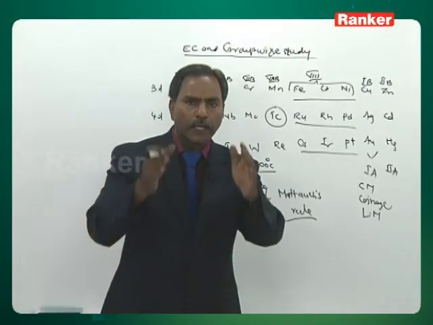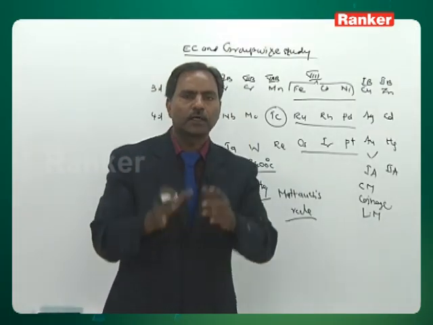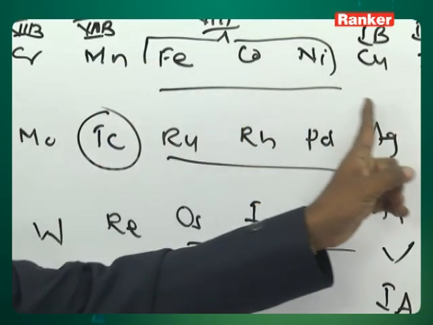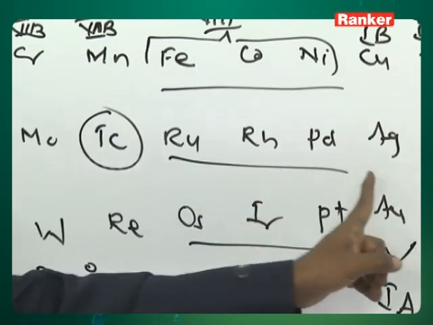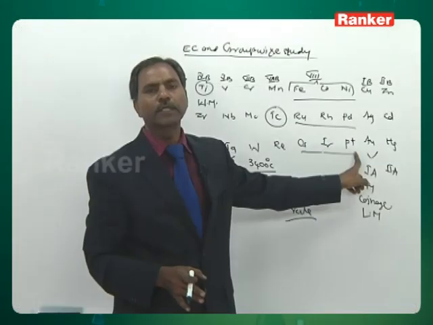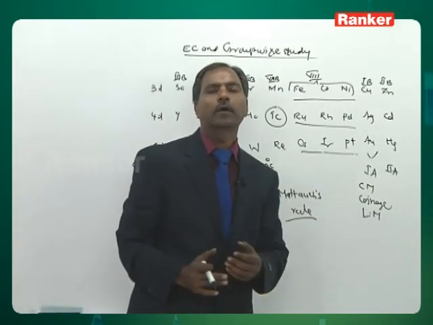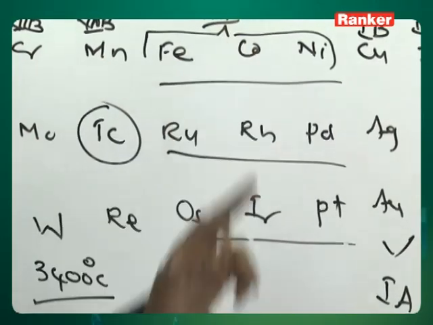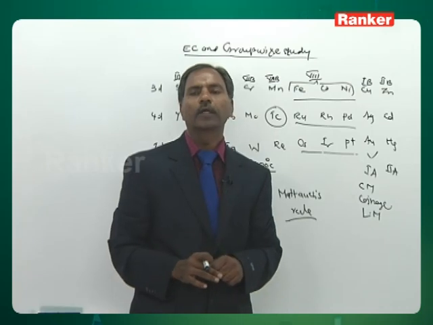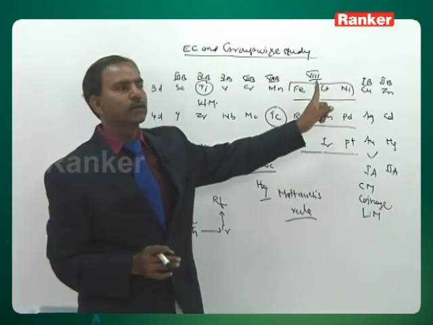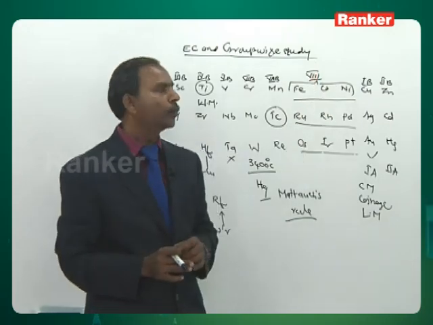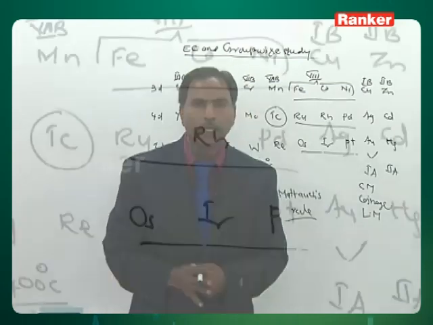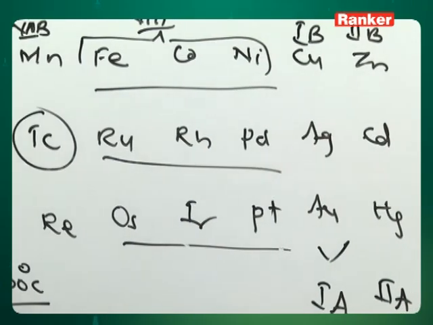Generally, what we observe is that the elements within a group are similar. But in this case, we observe much more horizontal similarity. Iron, cobalt, nickel are similar. Ruthenium, rhodium, palladium are similar. And osmium, iridium, platinum are similar. Because of this horizontal similarity, these elements are kept under a single group. This group we call the 8th group, also known as the transition triads. This is about the group-wise study of the d block elements.